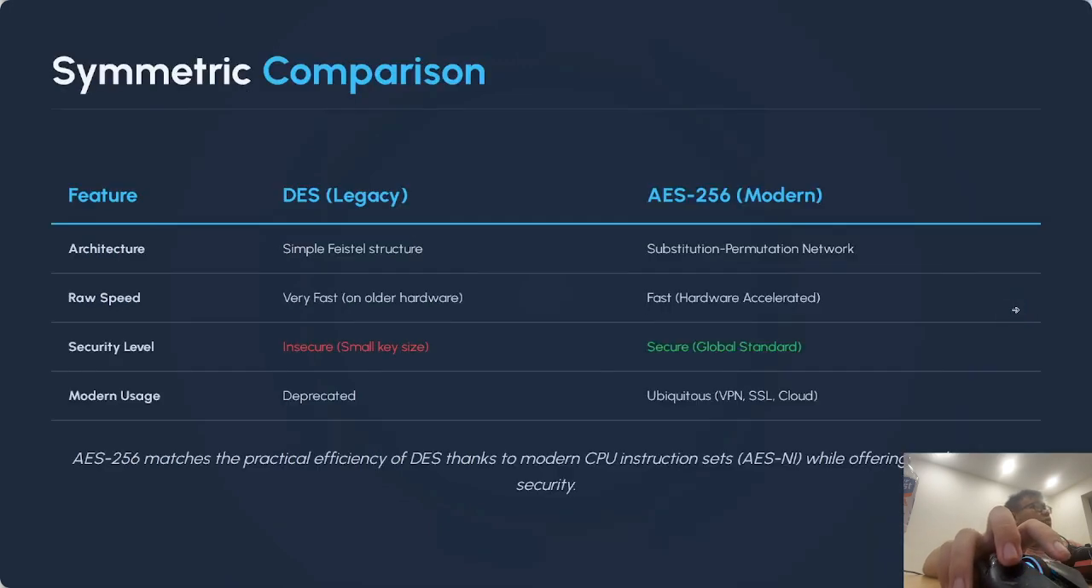Comparing the two reveals why the industry has shifted. DES is simple, making it fast on older hardware, but its smaller key size made it insecure against brute force attacks. AES, on the other hand, is not only secure, but also incredibly fast. This is largely because modern CPUs have built-in hardware acceleration specifically for AES. Therefore, AES gives us the best of both worlds, high security and high efficiency.